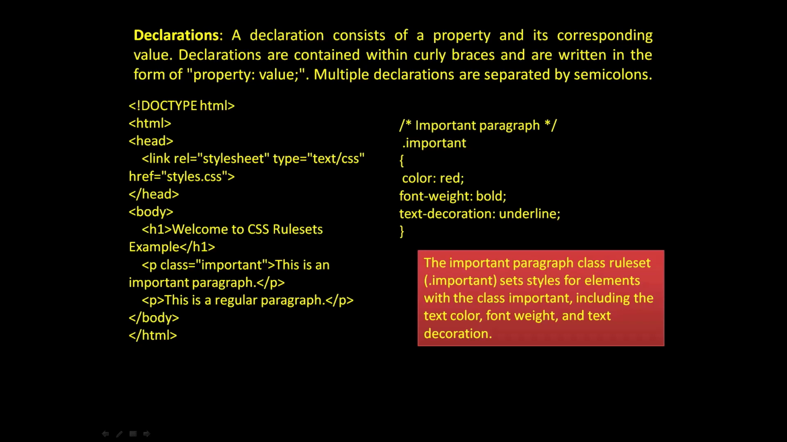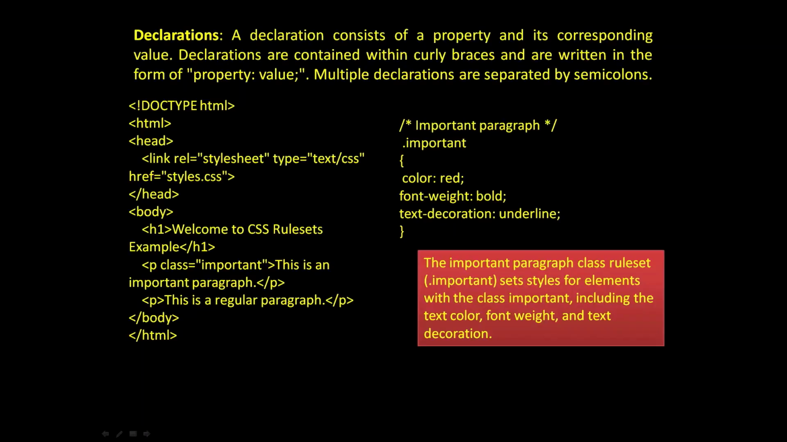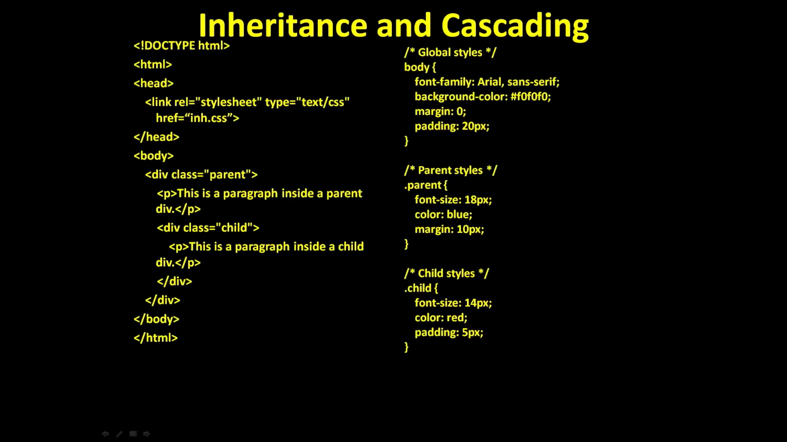Here the class declaration consists of a property and its corresponding value. Declarations are enclosed within curly braces and are written in the form of property: value. Multiple declarations are separated by semicolons. So here we are going to specify the declarations, and the important thing is the name of the class, and where we specify it in the paragraph. The class name is important. So next one is inheritance and cascading.